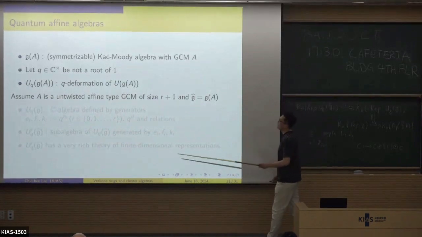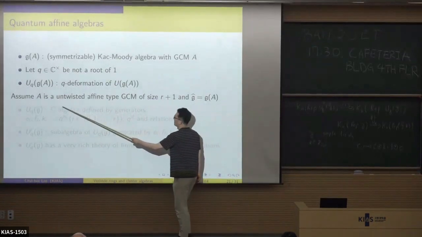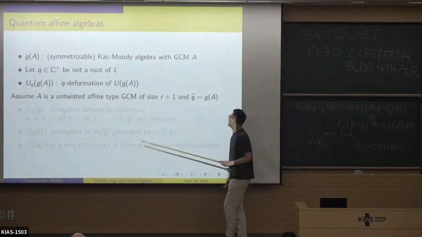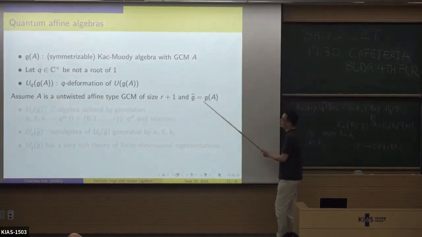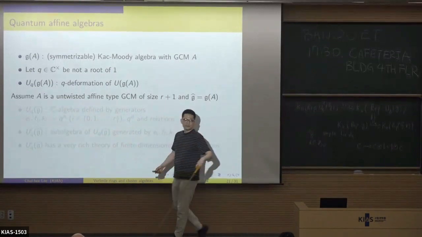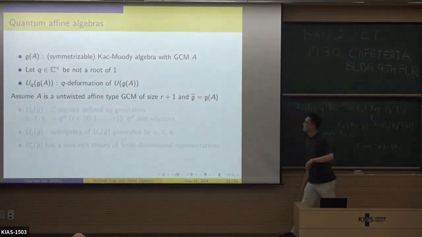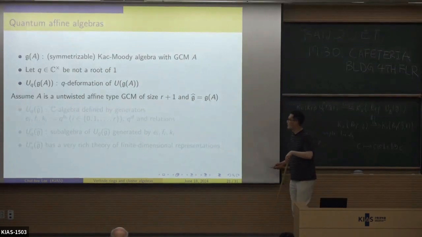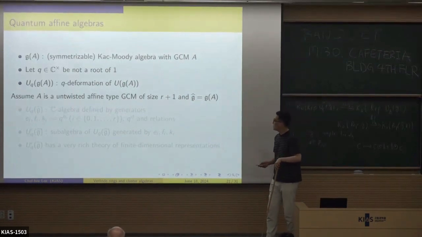And when we consider the untwisted affine type, we call UQG hat the quantum affine algebra, analogous to the Kac-Moody situation.